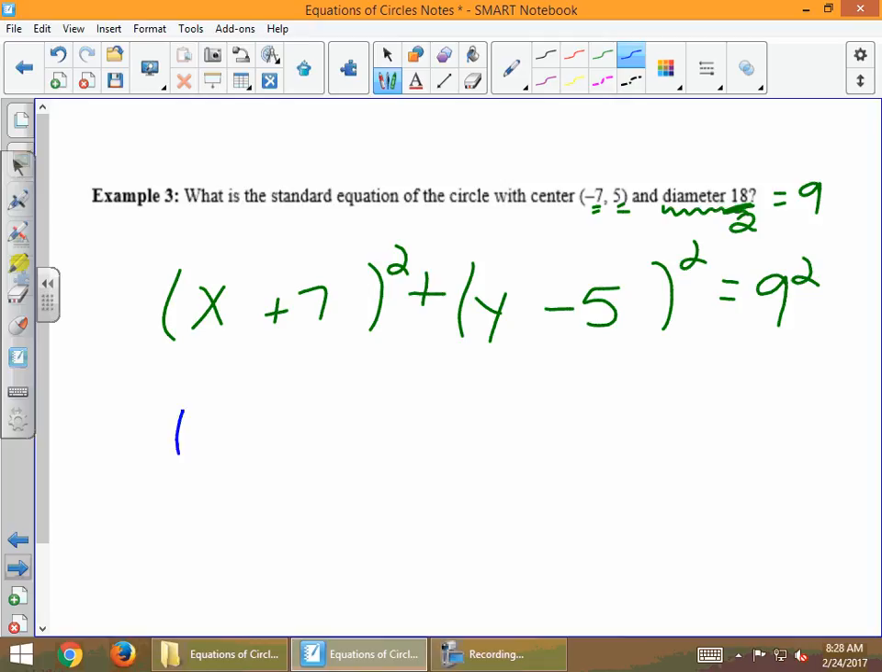Clean it up. That's just going to say x plus 7 squared. That's going to say y minus 5 squared. And 9 squared is 81. You have to remember to square that radius. You just can't leave it as 9 squared.